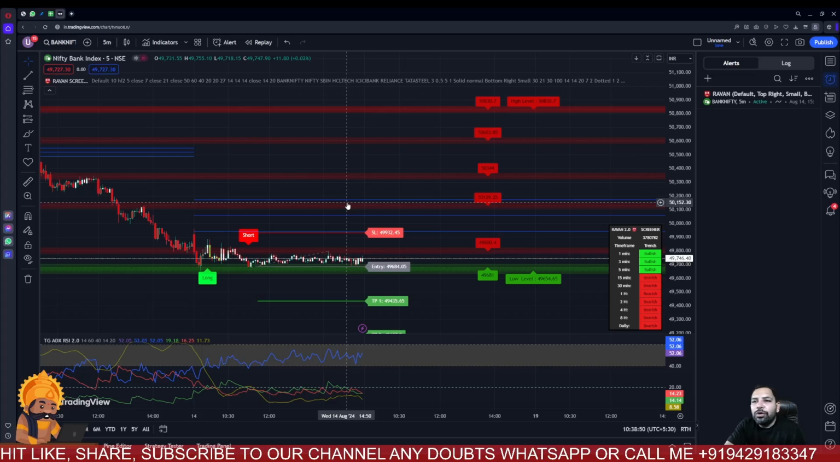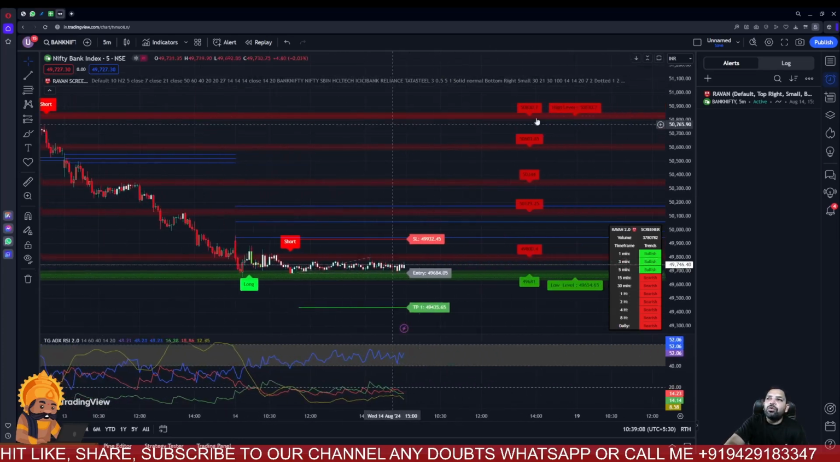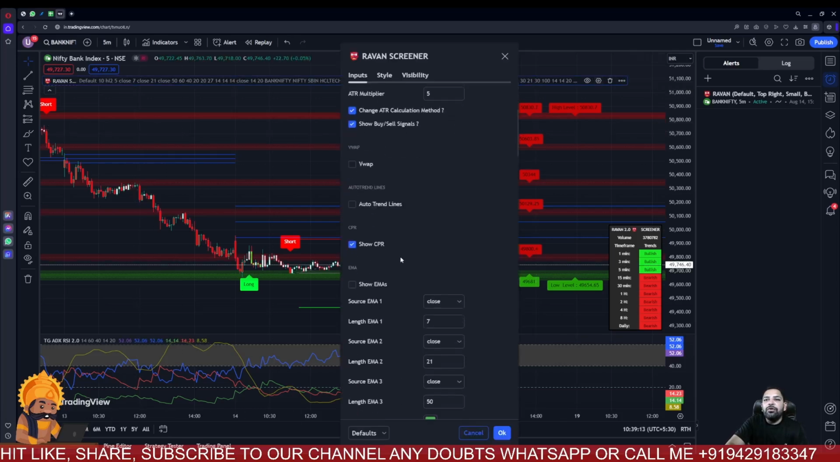If you want to trade in a sideways market, I do not recommend it. You can trade in between shorter support and resistance zones, as you can see here, but I won't recommend trading whenever you get a wide CPR. Narrow CPR and some mid CPR you can enter. I'll create a dedicated video on exactly how to use this indicator. This feature is very helpful to day traders as well as swing traders.